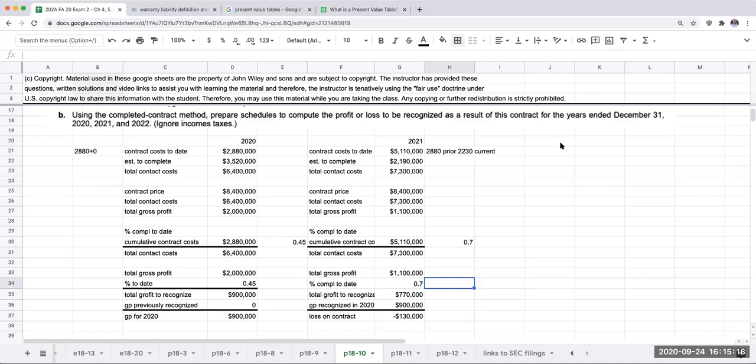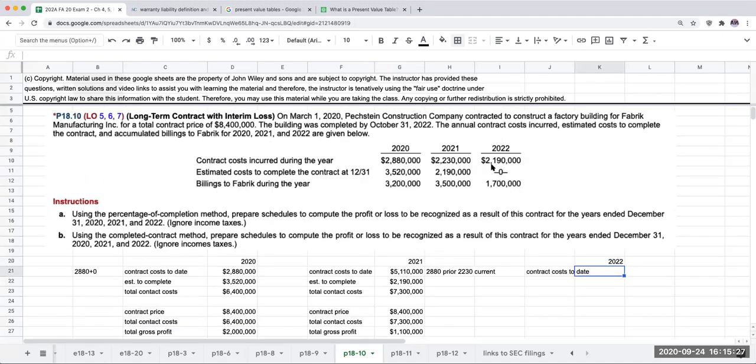So now we're going to go to 2022. My contract cost to date are going to be this 5,110,000 plus 2,190,000, which is my cost incurred during the year. So this is going to be 5,110,000. My costs during the year were 2,190,000, or it's 7.3 million. So here my estimate to complete is 0. My total contract costs here are 7.3 million.